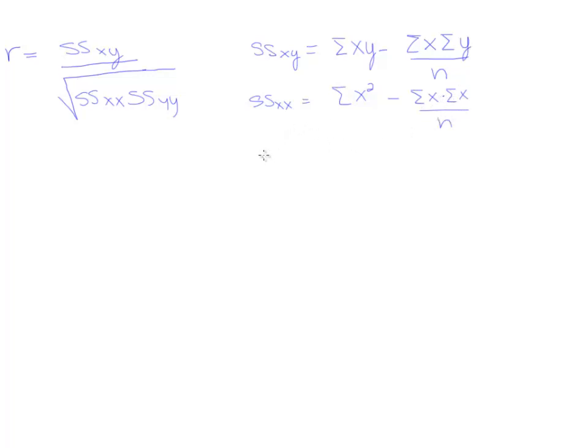And then you do the same thing for the next one, SSYY. Of course, that's going to be the summation of y times y. That'll become y squared minus the summation of y times the summation of y, or in other words, the summation of y quantity squared over n, right? So we need these sum values. How are we going to get those?